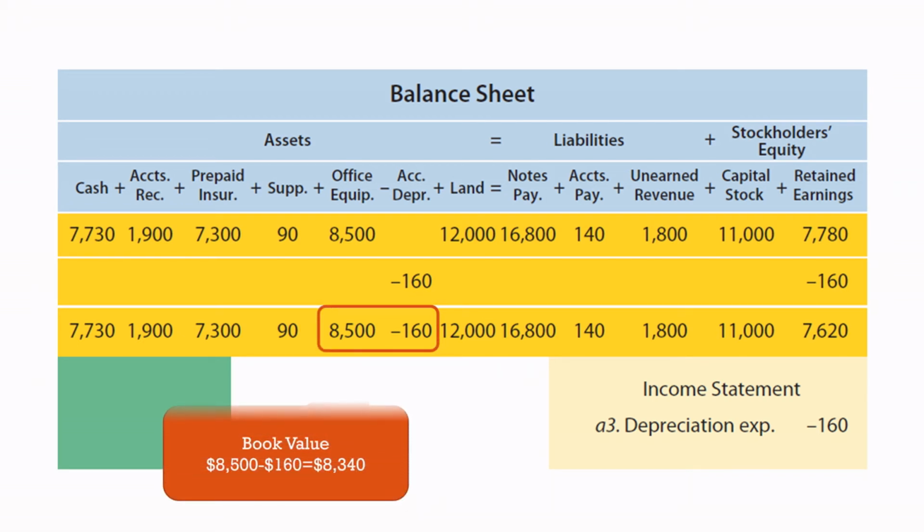The book value or carrying value is calculated by subtracting the balance in the asset's accumulated depreciation account from the cost of the asset. In this example, it is $8,500 less $160, which equals $8,340.